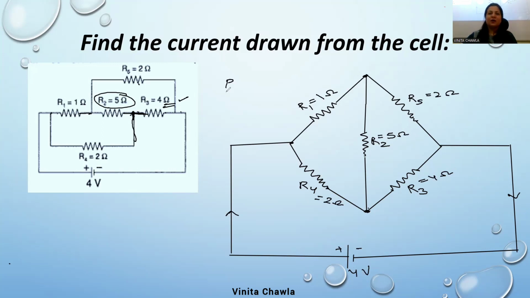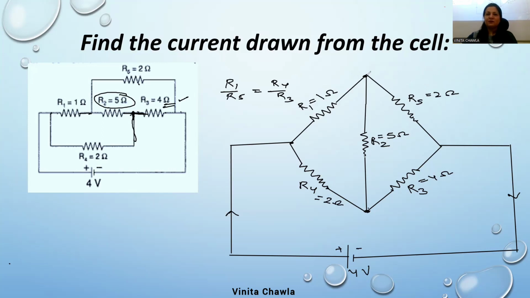So we have to check if R1 by R5 and R4 by R3 are equal. Yes, they are equal. Here we are getting 1 by 2, and here we are getting 2 by 4, which is 1 by 2. So they are equal. So this is a Wheatstone bridge. It is balanced. It is a balanced condition.